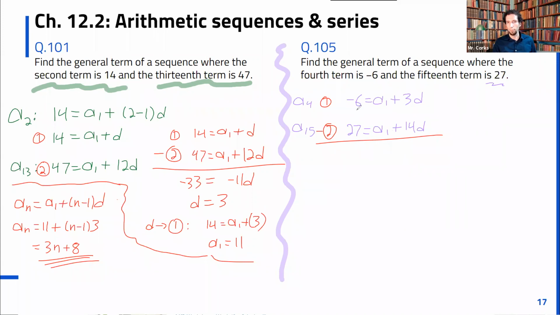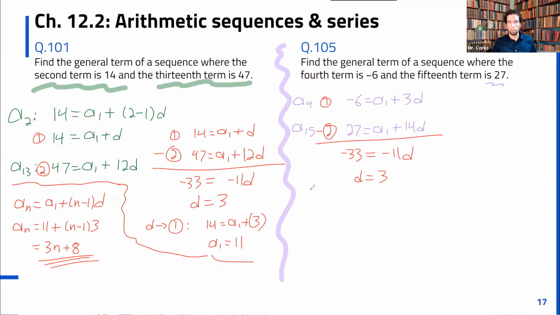So on the left, -6 minus 27, what do we get? -33. Again, like on the other question. A1 is disappearing, and what's our other term going to be? -11d. Complete coincidence. Maybe I should have chosen a different question just so we don't get confused and think this is always going to happen. But d happens to be 3 here, okay?